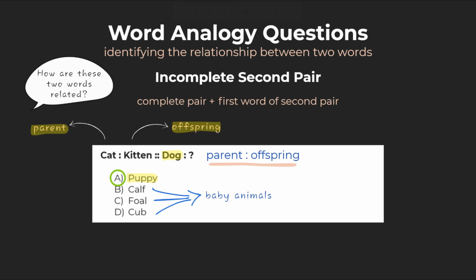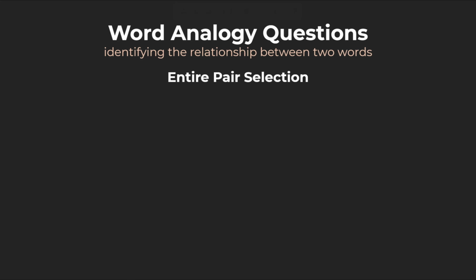The second common format looks a little different. We'll refer to it as entire pair selection. In this format, you're only given the first pair of words. Instead of completing a second pair, you're asked to choose an entirely new pair from the answer choices. Your goal is to find the pair that shows the exact same relationship as the original.